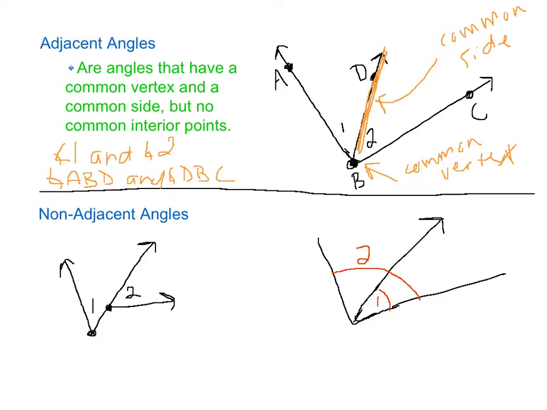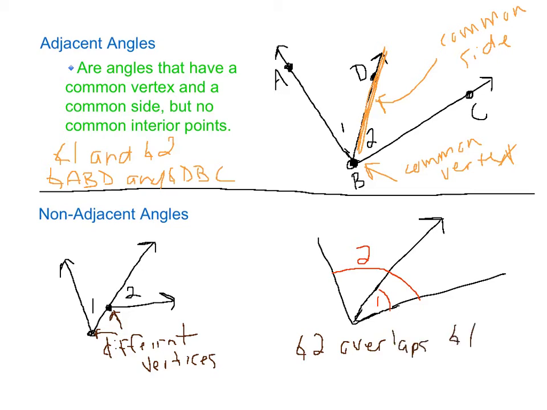Looking at the examples down in the bottom half, these are non-adjacent angles. If you look at angle 1 and angle 2, they have different vertices. So one is there and one is there. They're not the same, so therefore they're not adjacent angles. If you look at the other drawing, angle 2 actually overlaps angle 1. If you see an overlap, that makes it non-adjacent. So angle 2 overlaps angle 1, so that's not adjacent.